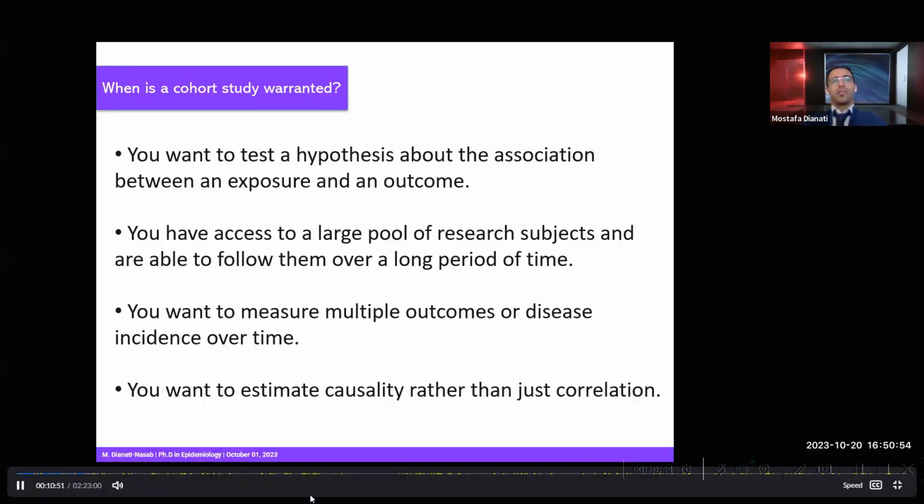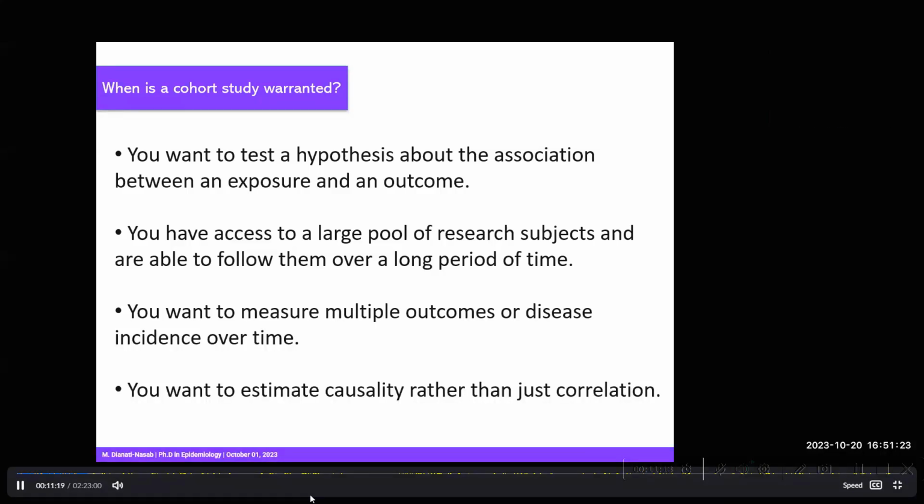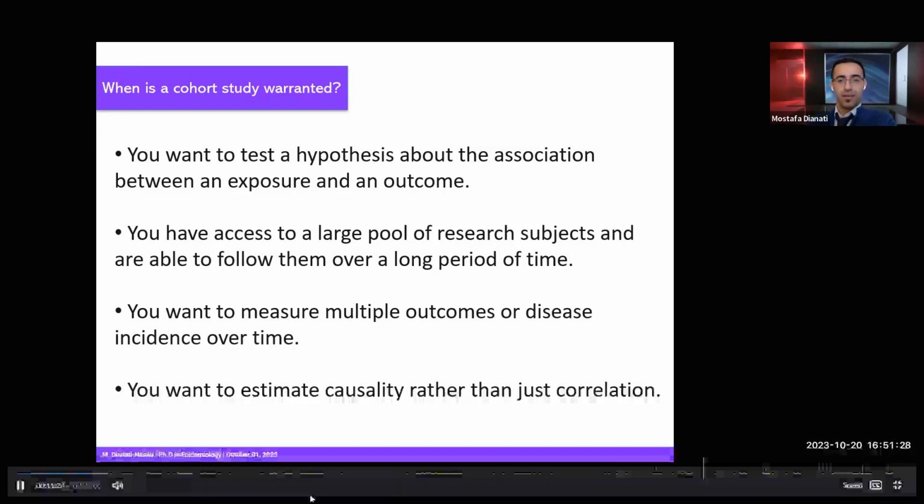And also, please remember that if you are going to really look at causality rather than a correlation, do you remember the correlation in ecological studies? We have already mentioned that we see, for example, if the intake of high fat in the society is high and the cardiovascular disease burden is also high. So in this case, we use correlation. However, in cohort studies, we are going for causality.